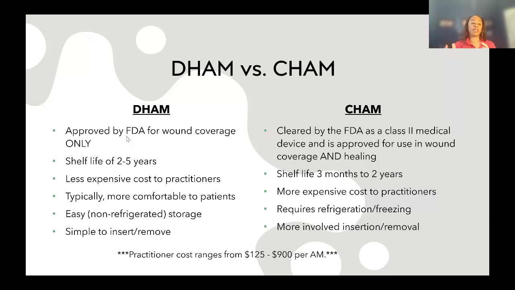Dehydrated membranes, because they have to be coupled with a bandaged contact lens, you really just treat them like a BCL. You put them on like a BCL, you take them off like a BCL. Cryopreserved membranes are a little bit more involved, and I'll talk about that in a second. The practitioner cost ranges from $125 to $900 per amniotic membrane. There's a big range there, but regardless, typically the cryopreserved membranes are more expensive than the dehydrated membrane.